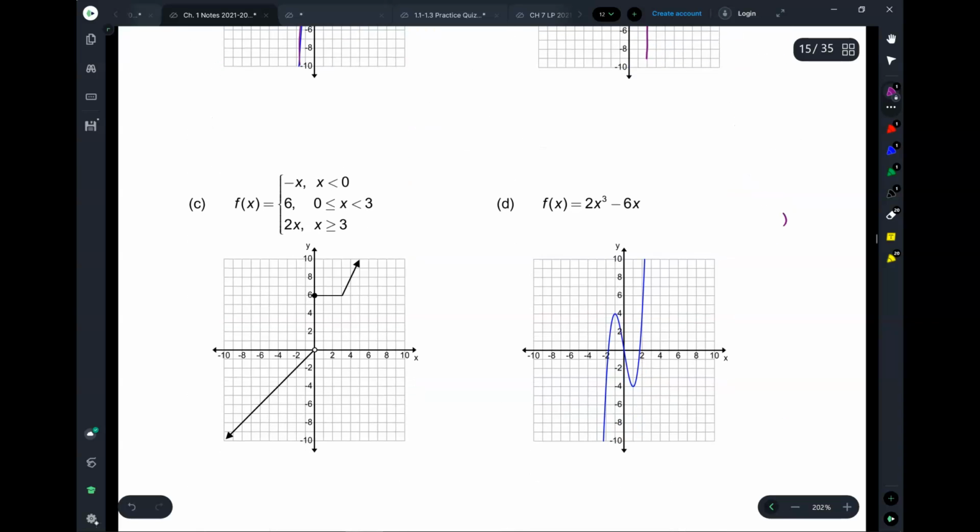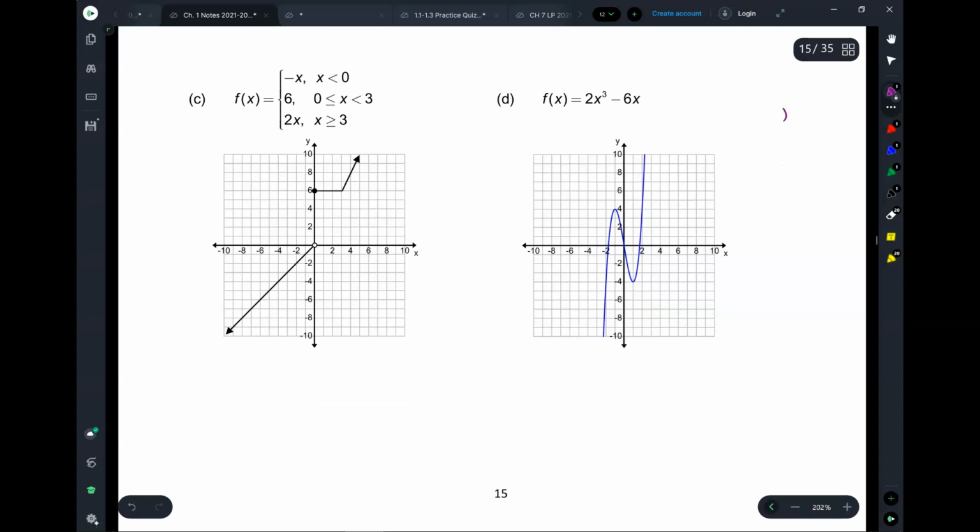Okay, next one. This function is increasing from negative infinity all the way to 0. Leave that open. It's also increasing here from 3 to positive infinity. We can close that because there is not an open circle there. And then it's constant here. So from 0 to 3.